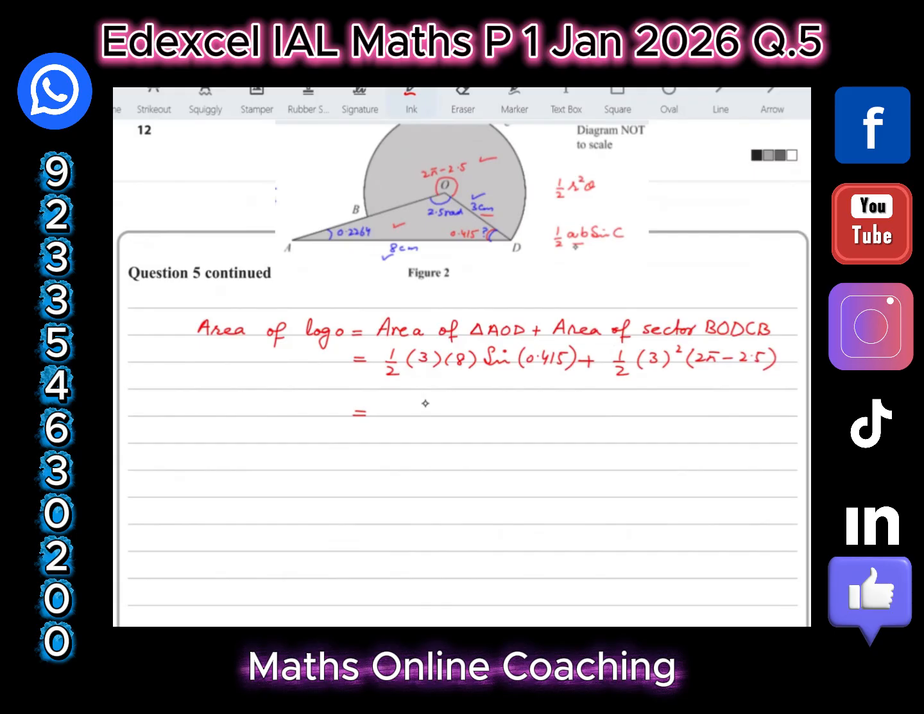This is equal to 4.838 square centimeter plus 17.024 square centimeter. Again, you have to make sure that your calculator must be in radians to calculate this value because the angle is given in radian. Now, this sum is equal to 21.9 square centimeter up to 1 decimal place. This is the total area of the logo.